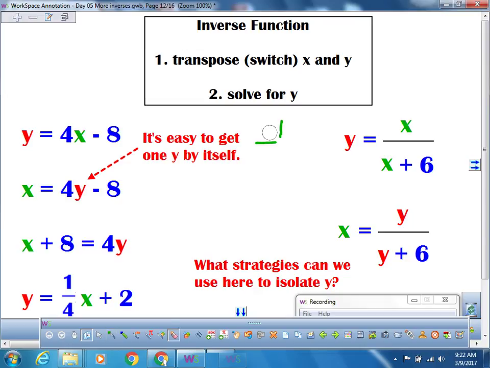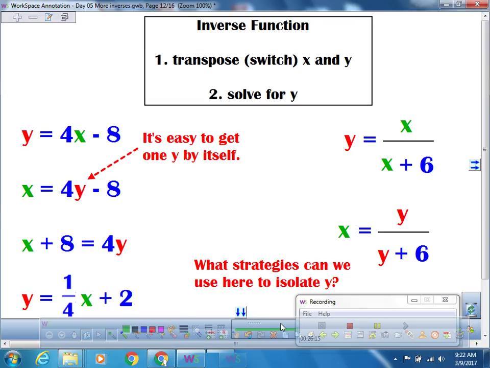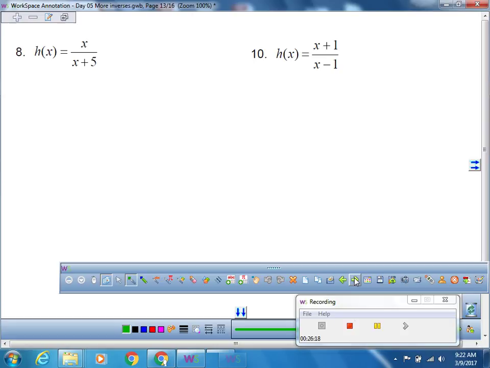Okay, so let's do one of these. All right. So I'm going to do 8. You guys are going to do 10. Or you want me to do it the other way around? You want me to do 10? Okay.